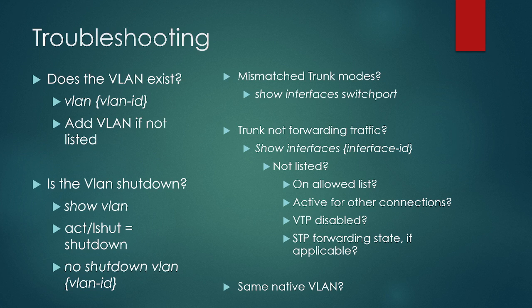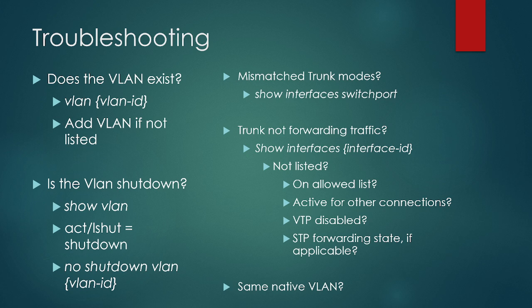Next, check if the VLAN is shut down or not by using the show vlan command to list all known VLANs on the switch as well as their current configuration. If under the status header the VLAN reads act/lshut, it means that the VLAN is shut down. To enable it, use the no shutdown vlan number command just like you would any other interface on the switch, again replacing that number with the VLAN ID.